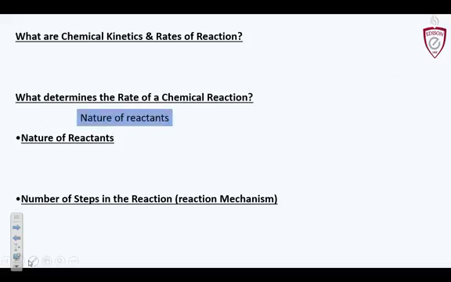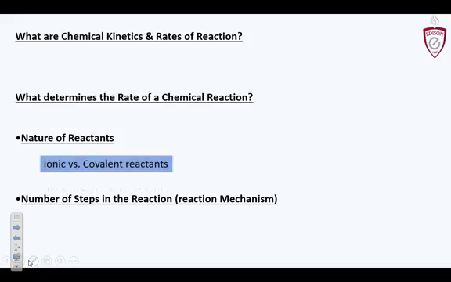So, what determines the rate of a chemical reaction? Two things really: the nature of the reactants and the reaction mechanism itself. And when we say nature of reactants, no matter where we're at in this year's study, we're talking about: is it ionic or is it covalent? That's really what it is. That is what the nature of the reactants is.